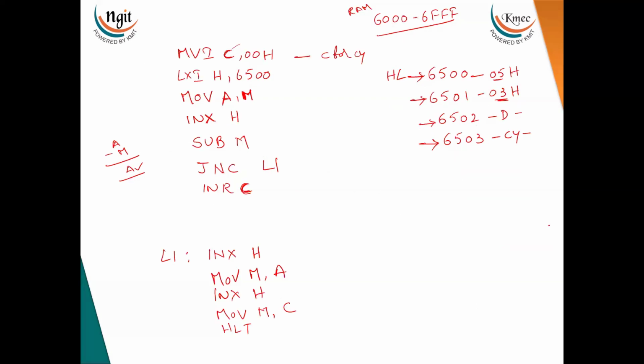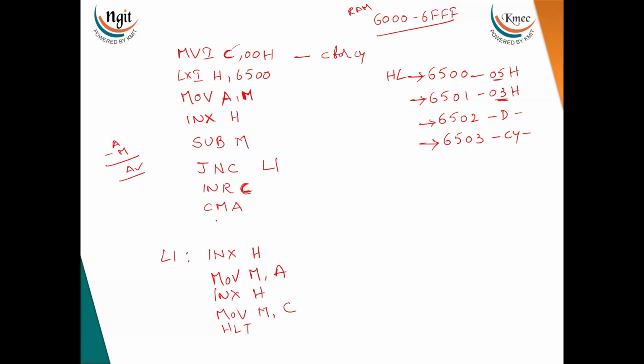So 1's complement means complementing the accumulator. What is the instruction for that? CMA. CMA is nothing but complement accumulator. And after that you don't need to give anything. This is the implicit addressing mode. So CMA means automatically the accumulator will be complemented.